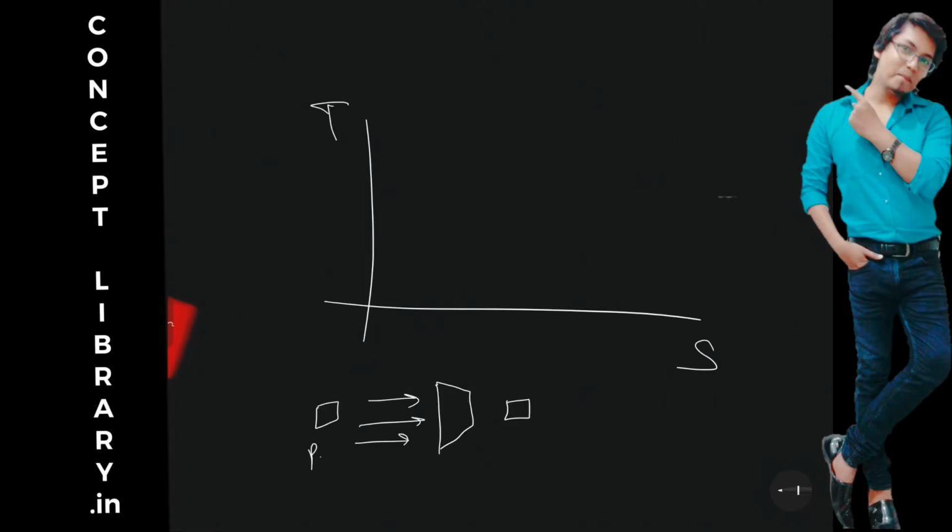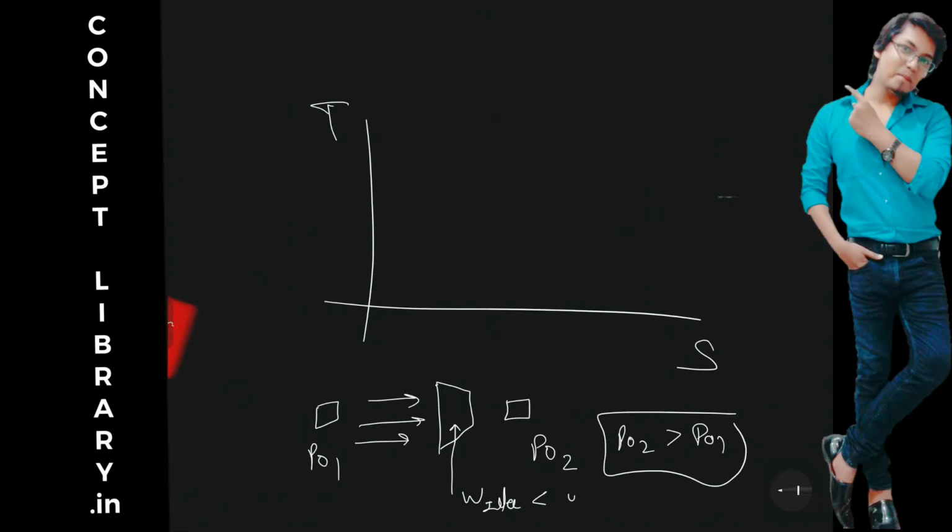So suppose here we are talking about pressure P01 and here pressure P02. Definitely P02 has to be greater than P01 because we are compressing the air. To compress the air, the compressor needs some work. That work in ideal compressors is less, and that work in actual compressors is more. But why? The main logic is the irreversibility present in the compressor device.